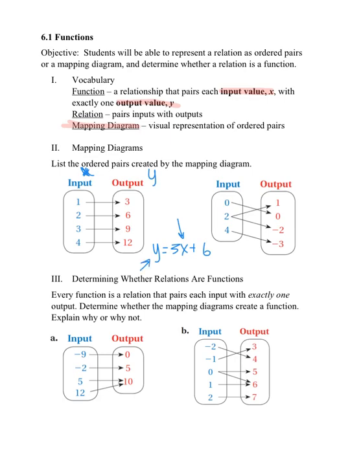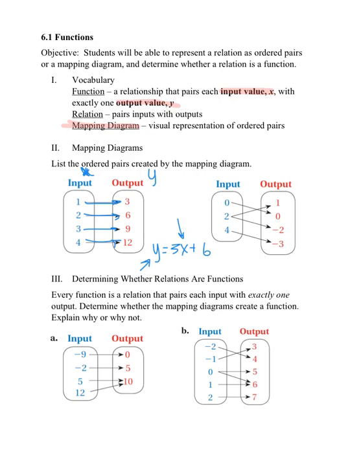So when you're looking at a mapping diagram, it's showing you that for the input 1, the output is going to be 3. For the input 2, the output is 6. For the input 3, the output is 9. And for the input 4, the output is 12. So when your x value is 1, your y value is 3. X value is 2, your y value is 6. So on and so forth.